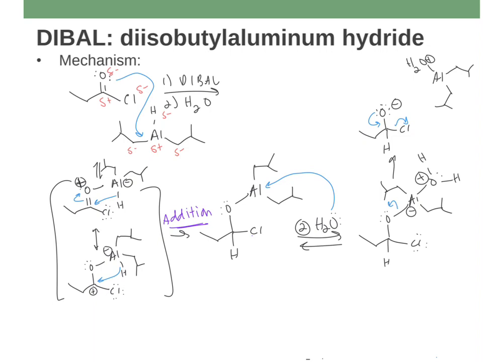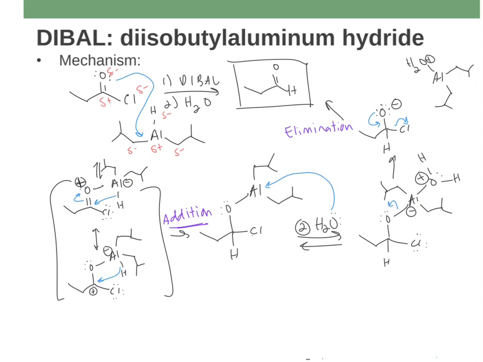Right, this was the addition step. This is where the hydride attacked the carbonyl. It added to that group. And then this step right here that I'm about to draw, that was the elimination step. It's eliminating that chlorine. It's an elimination step to give us, like we were saying before, the aldehyde, right? So we've made our aldehyde. So it's an addition and elimination.